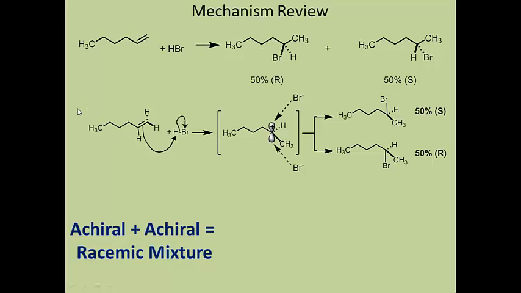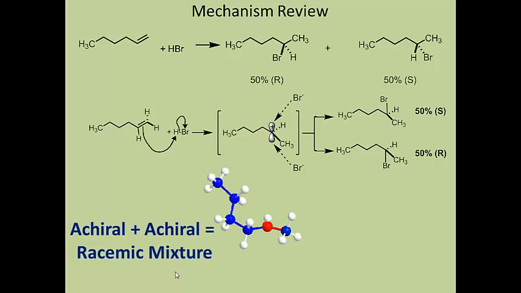All right. In general, if you mix something that's achiral with something that's achiral, both of these are achiral, neither one of them has a chiral center, you get a racemic mixture. That means, again, 50% R and 50% S, or an equal mixture of enantiomers.